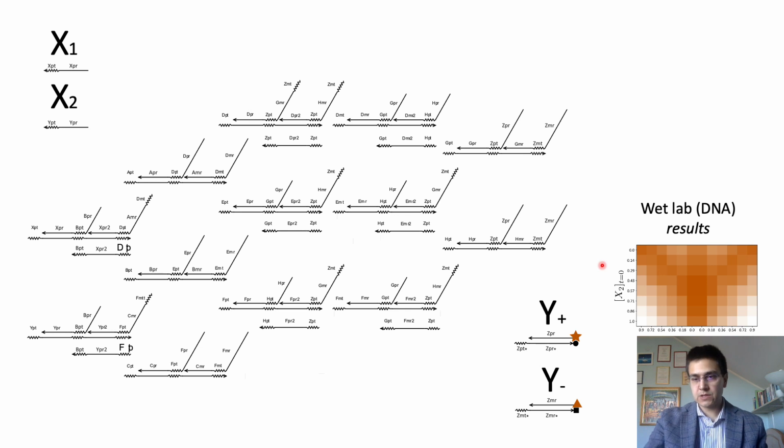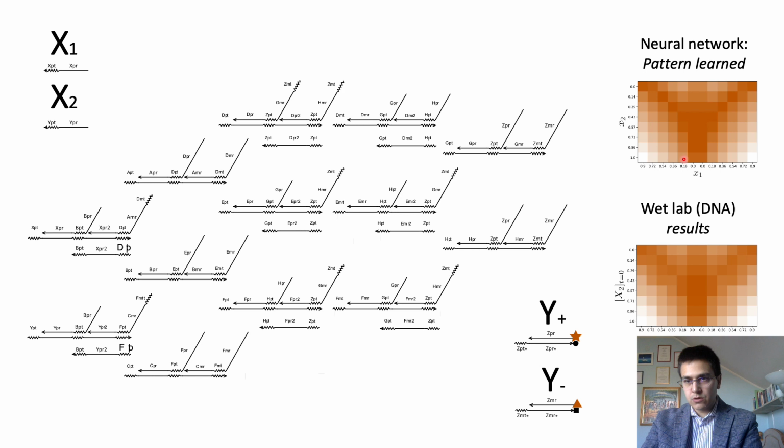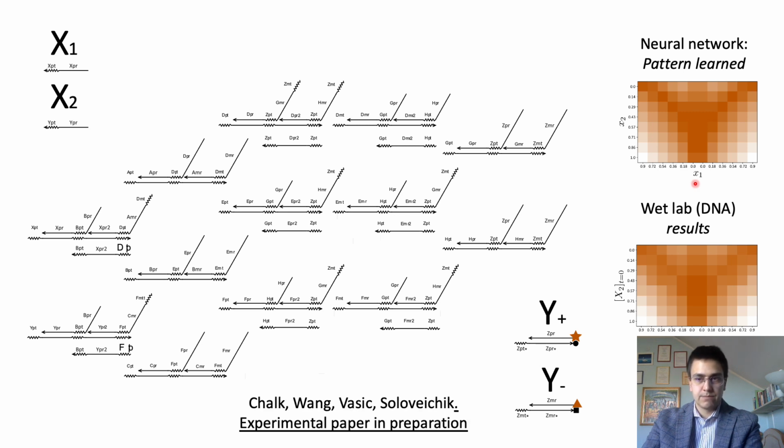By performing such experiments, these are the results we get. And these results are very close to the ideal, that is to what the neural network learned. And in that sense, we successfully implemented a neural network in DNA. This paper is in preparation.